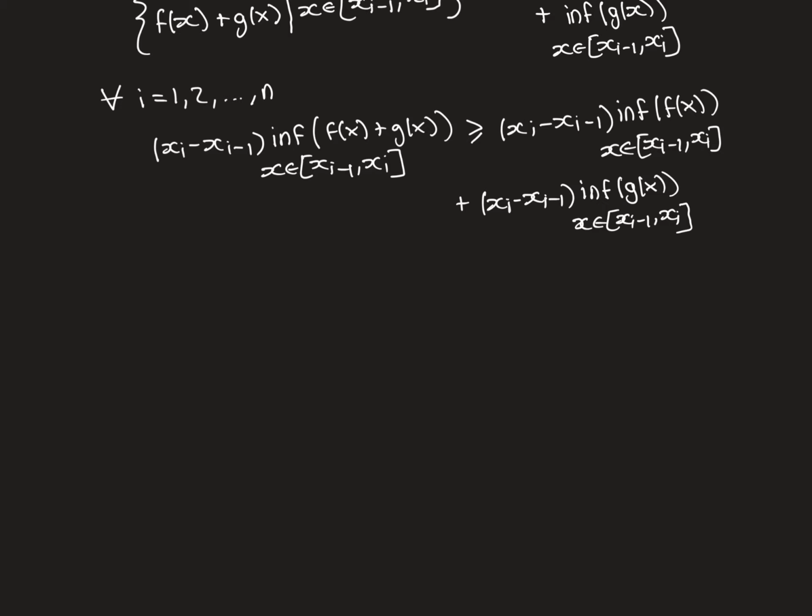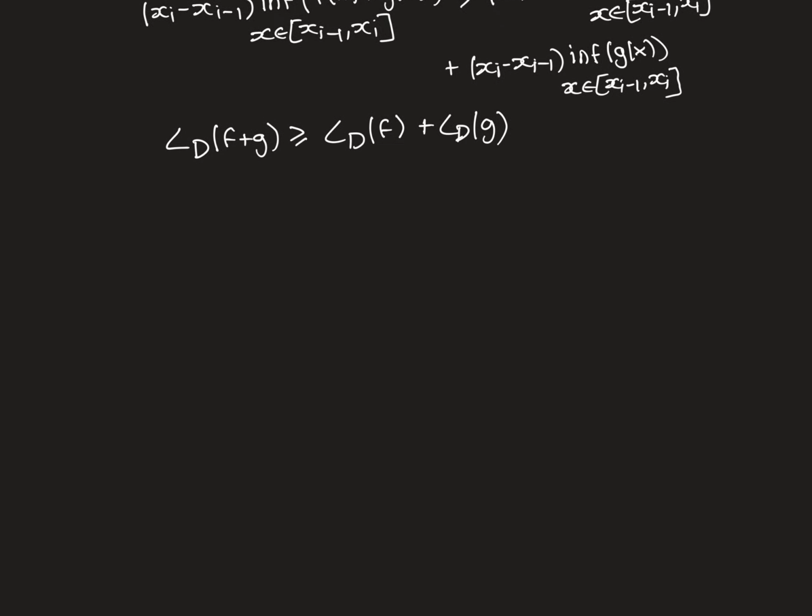So, of course, once we sum from i equal to 1 to n, these things will be the lower Riemann sum over our dissection of the function f plus g, and that's going to be greater than or equal to, and then split the two sums up. So we've got the sum of this, which is the lower Riemann sum over our dissection D of f, and then the sum of this from i equal to 1 to n is the lower Riemann sum over our dissection of g. So there we have it. There is our inequality for the lower Riemann sum of f plus g.